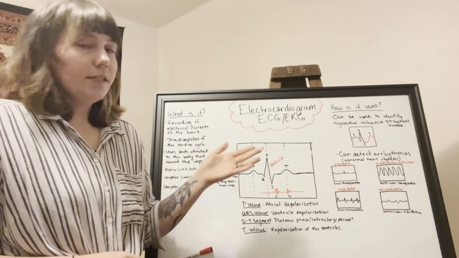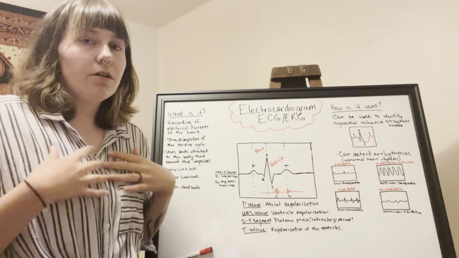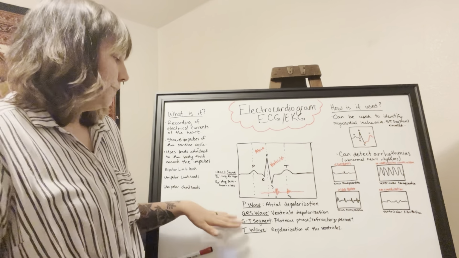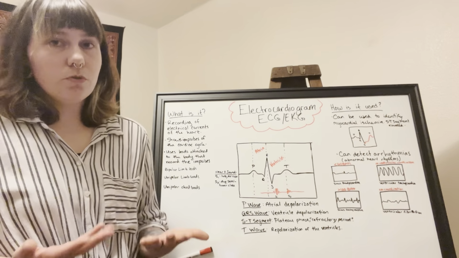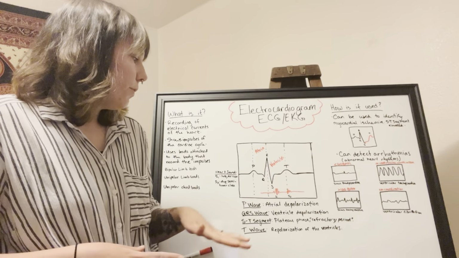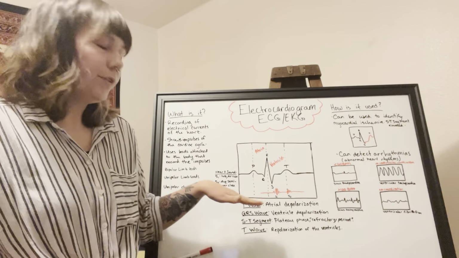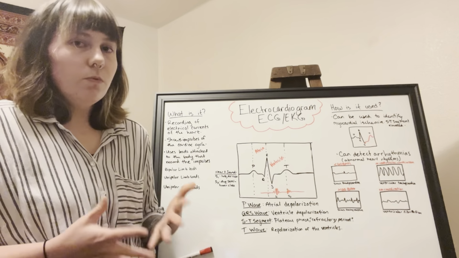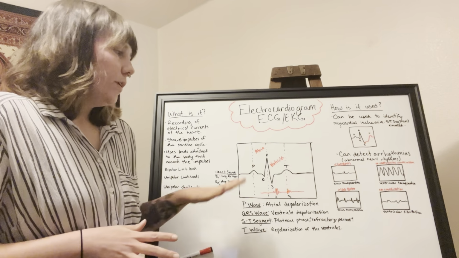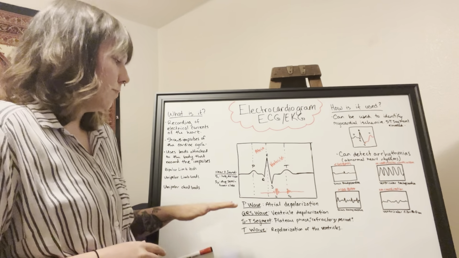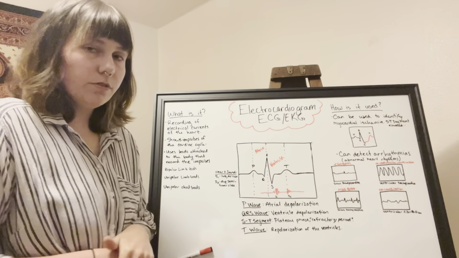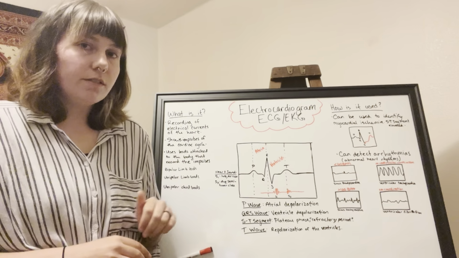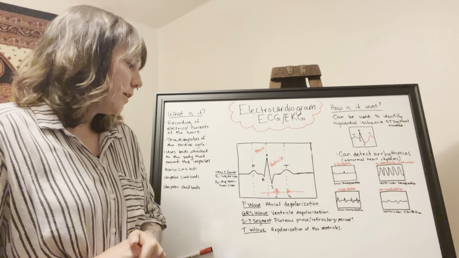The P wave is atrial depolarization, and this is the initial starting sequence for a heartbeat. The QRS wave is ventricle depolarization, and so it's very important that the atrium and the ventricles contract in a coordinated way, because we could run into some issues if they don't. So it's always atria first, ventricles second, and the ventricle depolarization is represented by the QRS wave.